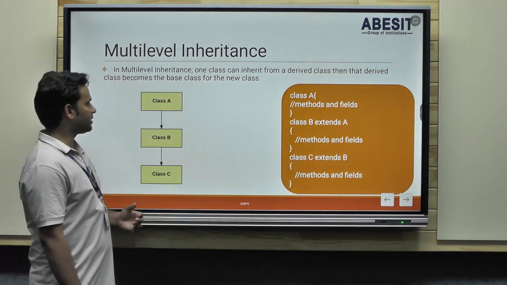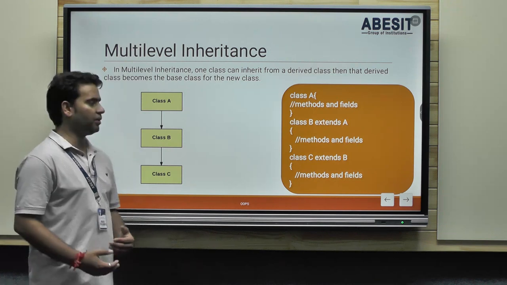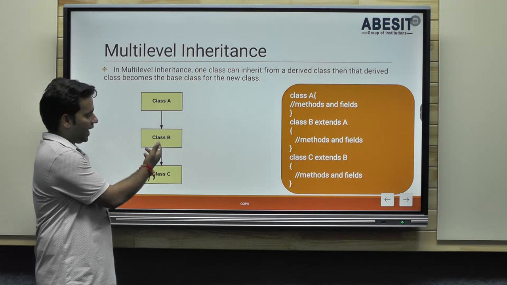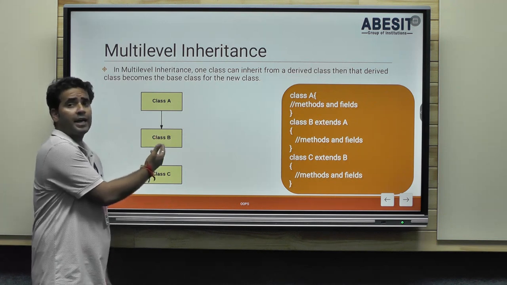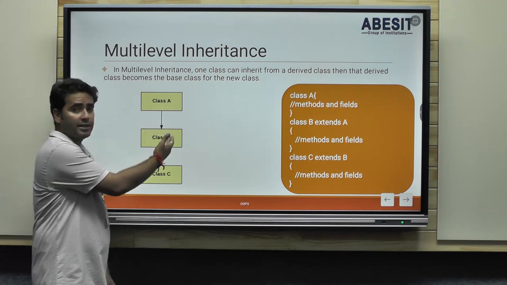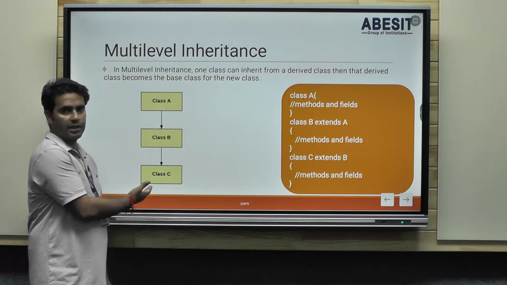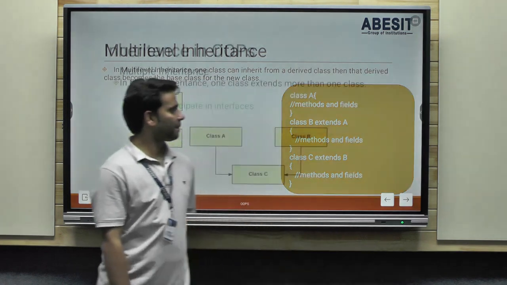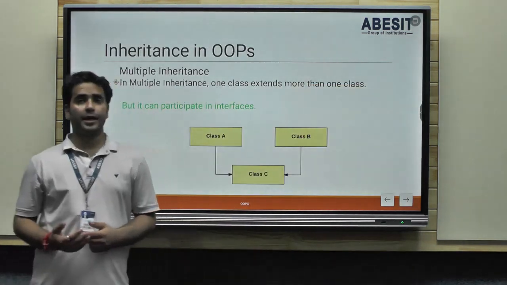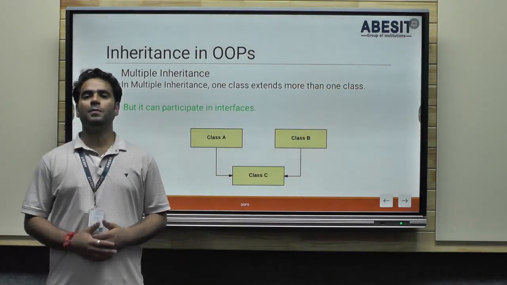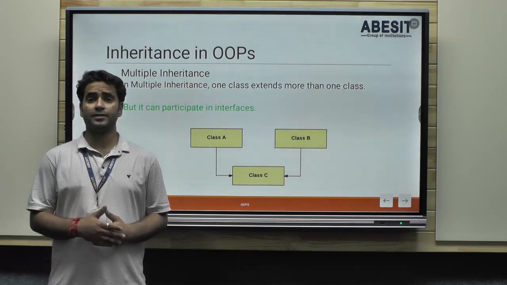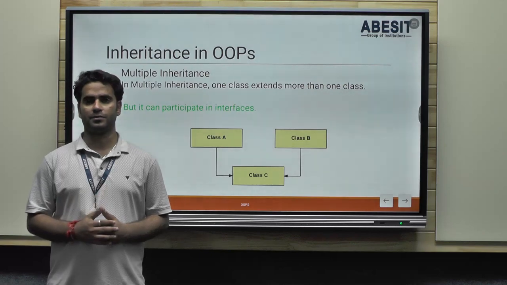In simple terms, there is a class A which is a base class for B, and B, which is a derived class of A, becomes the base class for the newer class C. But in multiple inheritance, there is more than one base class and a single derived class.